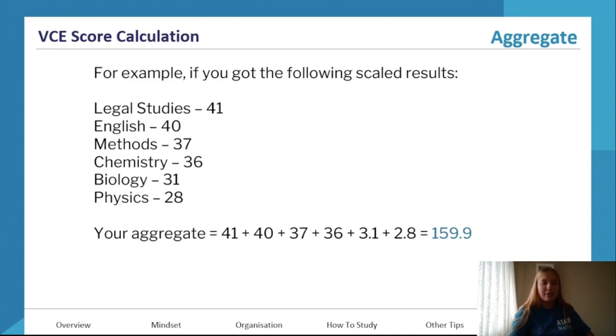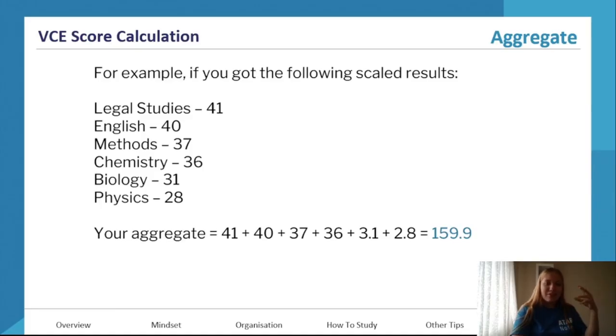This is how they will calculate our aggregate. For the first four subjects, which are our top subjects, including our English subject, they will just be added together as they are. 41 plus 40 plus 37 plus 36. So these are our scaled study scores from legal studies to chemistry, which were our top subjects. And then the last two subjects are the fifth and sixth subjects that we got the lowest study scores for. They'll essentially be divided by 10. So instead of 31, only 3.1 is added. Instead of 28, only 2.8 is added. We can see, therefore, they don't have a significant effect.